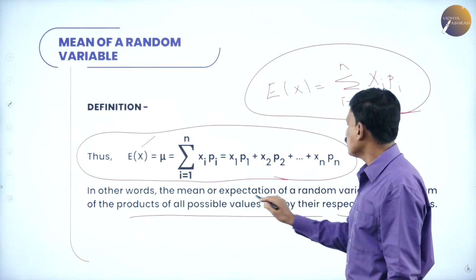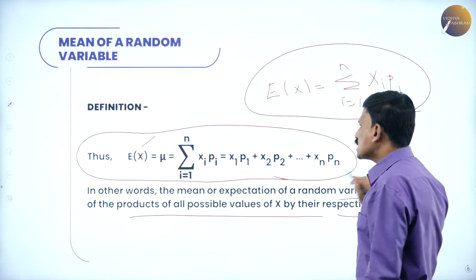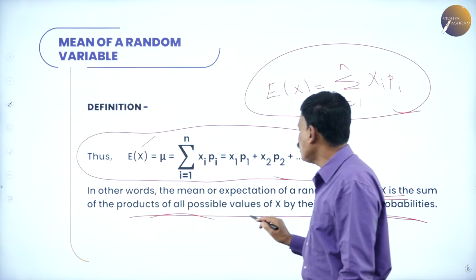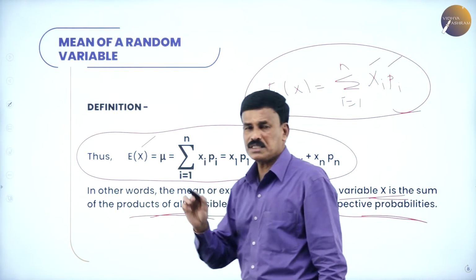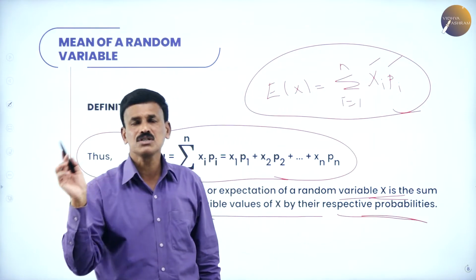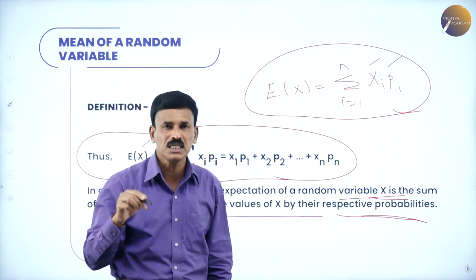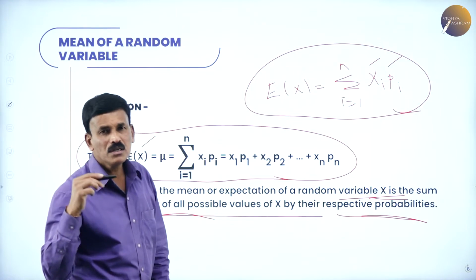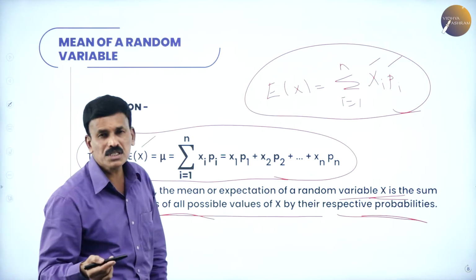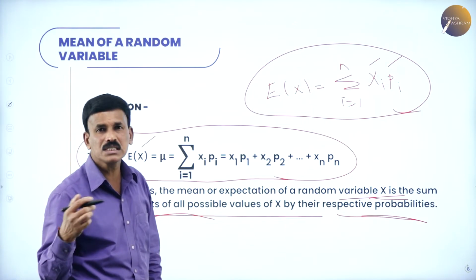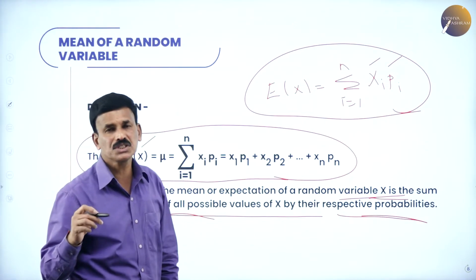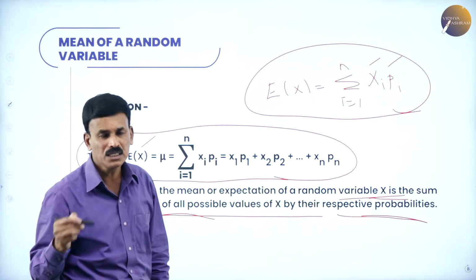That is nothing but the sum of all the products of all possible values of x and the corresponding probabilities, that is sigma i equals 1 to n of xi into pi. The summation will give the mean, or it is also called the expectation of the random variable x.